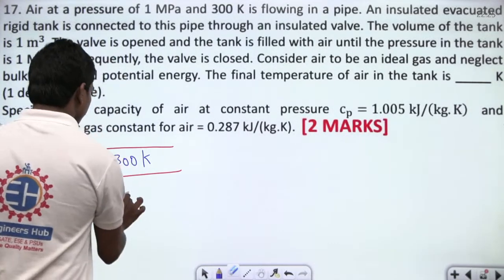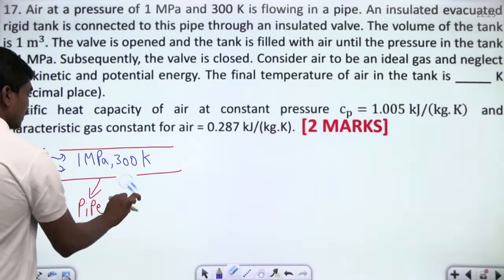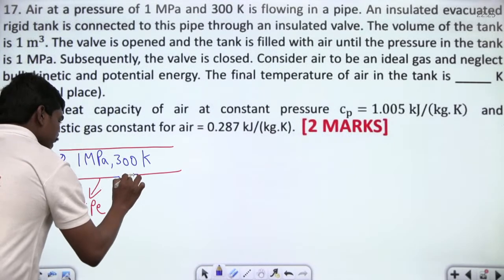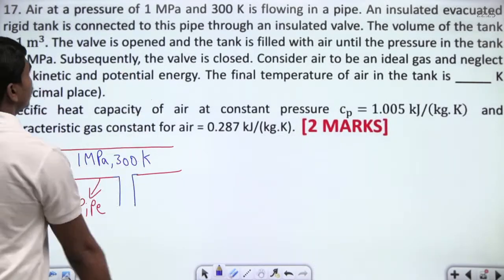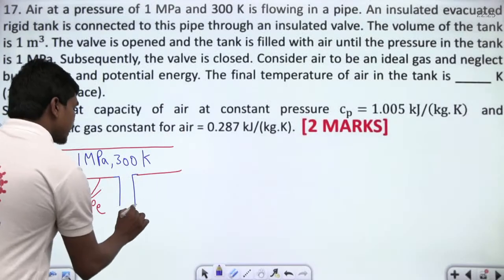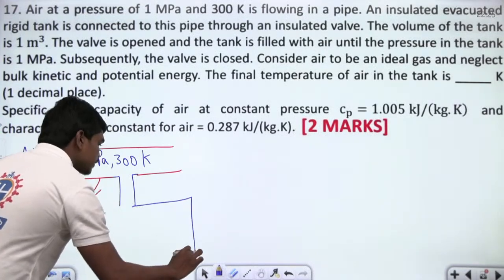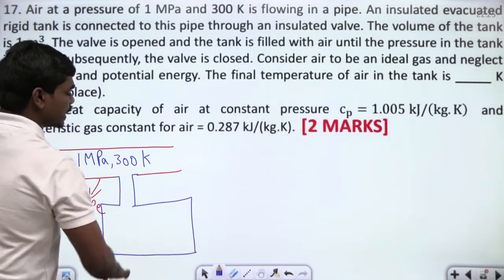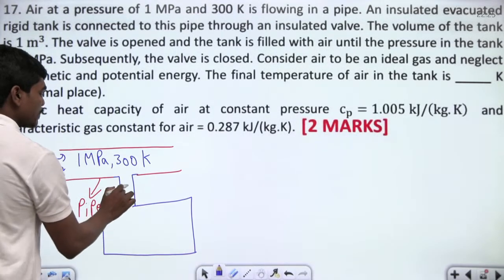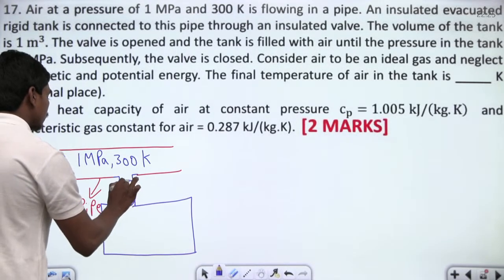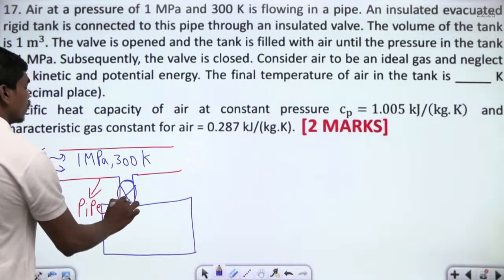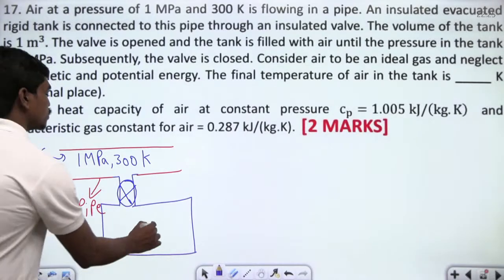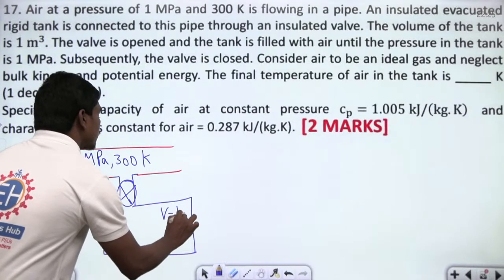So there is some opening of this pipe and there is a container, a rigid evacuated tank. This tank is of course evacuated, which means initially there is nothing inside it, and this tank and pipeline are connected with the help of a throttling valve in general. Now, the volume of the tank is 1 meter cube.